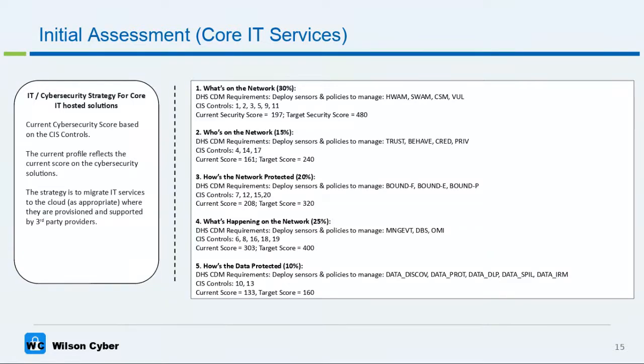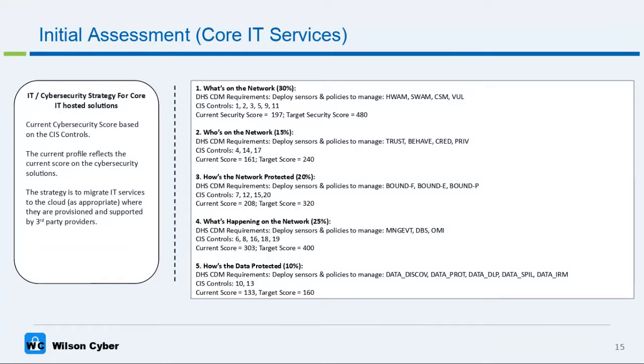So again, we're going to look at the score in 5 different areas. What's on the network? Who's on the network? How the network's protected? What's happening on the network? How the data is protected? 30% of the CIS controls map to what's on the network.